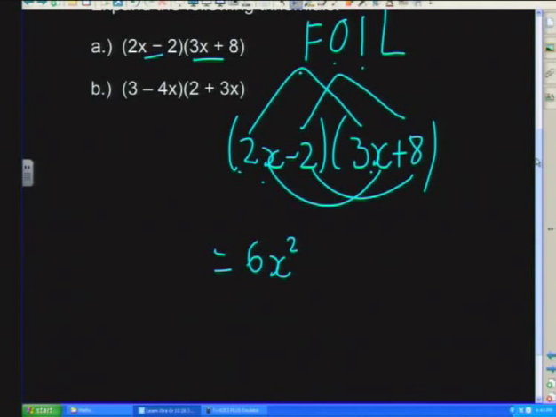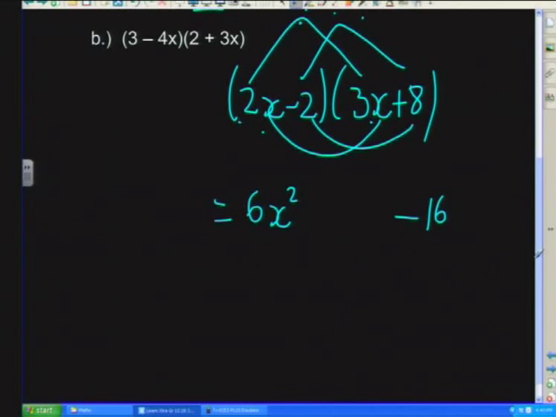Then minus 2 times positive 8. Remember to multiply your signs. A minus times a plus is a negative. 2 times 8 is 16. And then we're going to times 2x by 8, and we're going to get 2 times 8, positive 2 times positive 8 is 16, and x times 1 is just x.